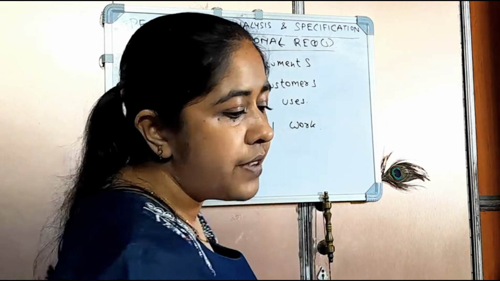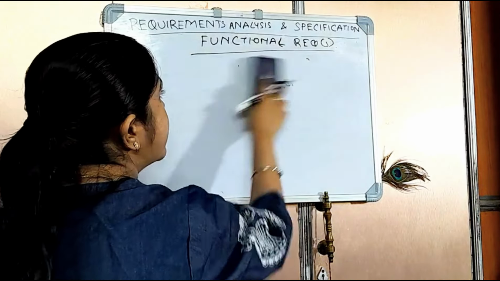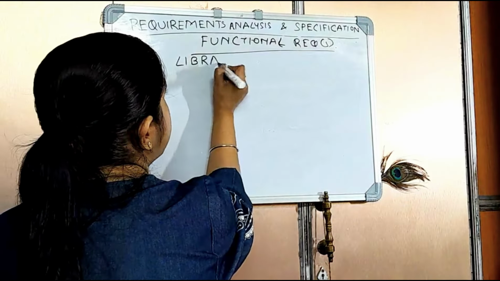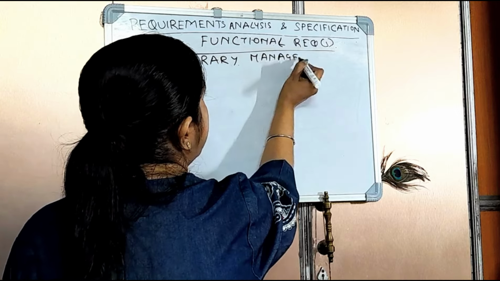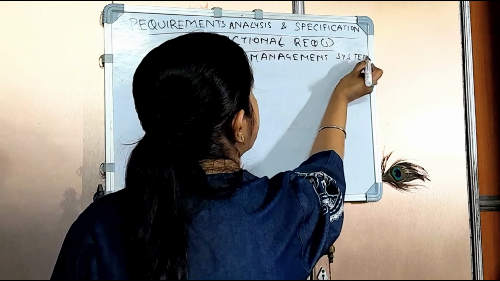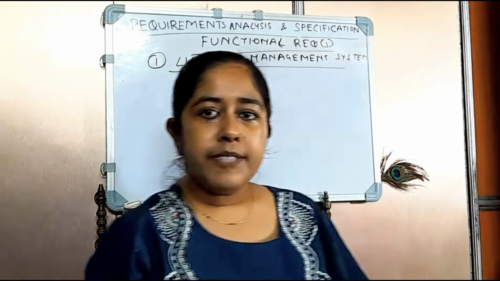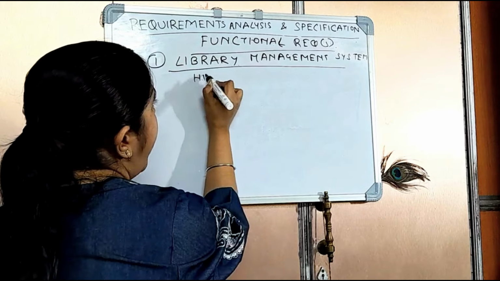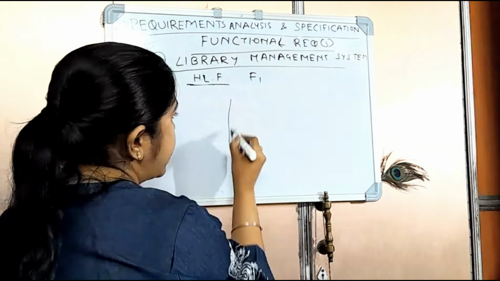Okay, now what we have to see is what the functional requirement is, what kind of thing. We have already seen how processing is done. Now let's take the first example, your library management system. Here we will see how our functional requirement works. First of all, we have seen the high level function. Here F1 is our high level function, as we have already seen. So in this case, what will be F1?